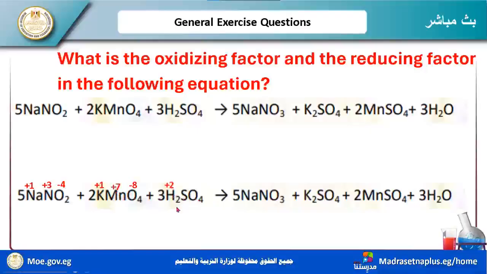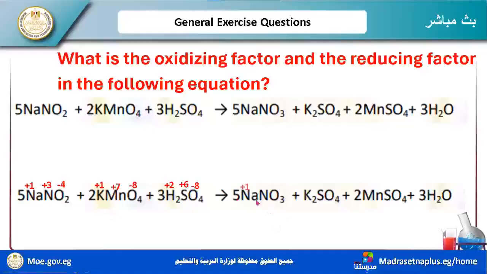In H2SO4, hydrogen is positive 1 times 2 equals positive 2, and sulfate is negative 2. Oxygen equals negative 2 times 4 equals negative 8, so the sulfur is positive 6. Now we have completed all atoms in the reactants. We will move to the products to repeat these steps again.